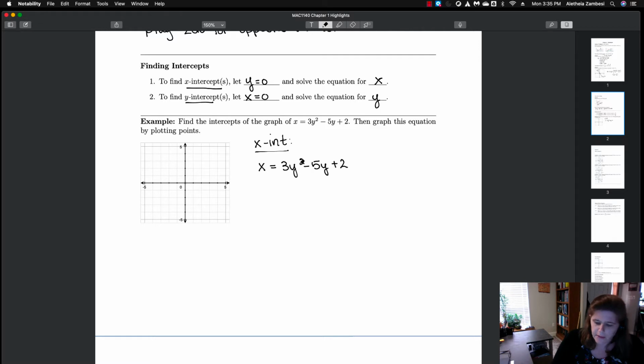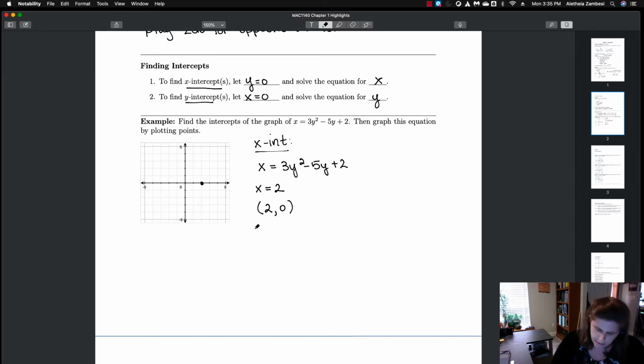So if I let y be 0, the first and second terms here go to 0 because we're multiplying by 0. So we end up with x is equal to 2. X is equal to 2 gives us a point where x is 2 and y is 0. So here is an intercept point.